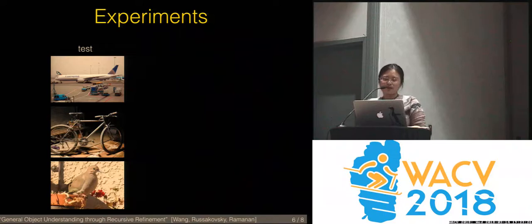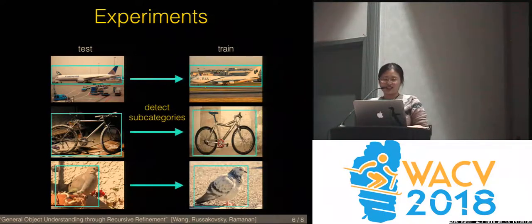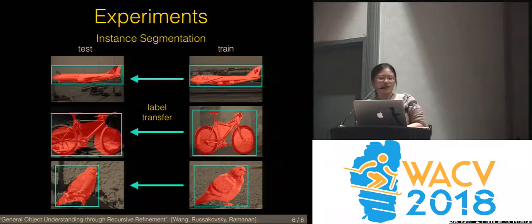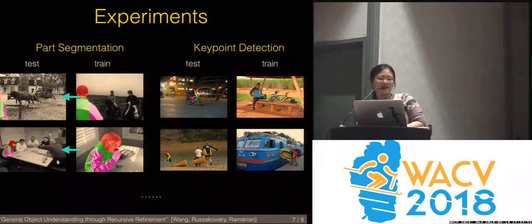In our experiments, we first detect the subcategories on the test set on the left. And from the clusters our model predicted, we can pull training examples as shown on the right. We can see there is a good correspondence between the training and the test objects. So this is why we can transfer labels from the training set to the test set. I'm showing results for instance segmentation here, for part segmentation, and keypoint detection. For quantitative results, I invite you to see our poster tonight.